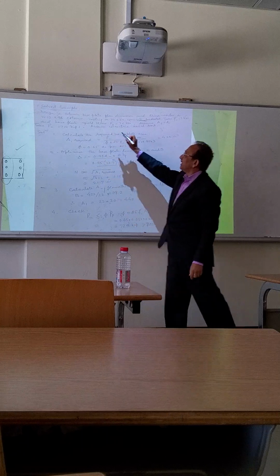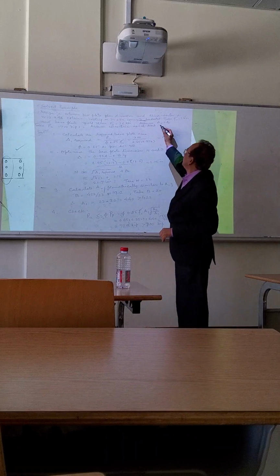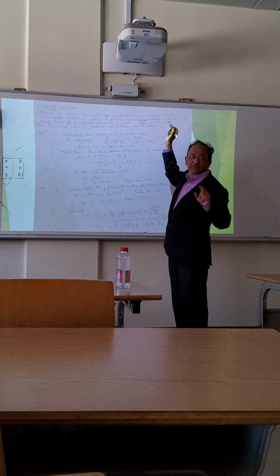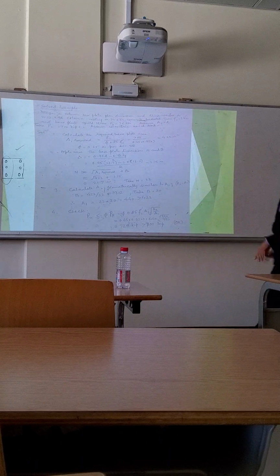The question is: design a column base plate, plate dimensions, that means width and depth, and the thickness for a W12 by 96 column resting on a 24 by 24 by 24 concrete pedestal. Take f'c equal to 3 ksi and base plate yield stress Fy equal to 36. Assume A2 equal to A1. That we already discussed, what this A2 and A1 are.